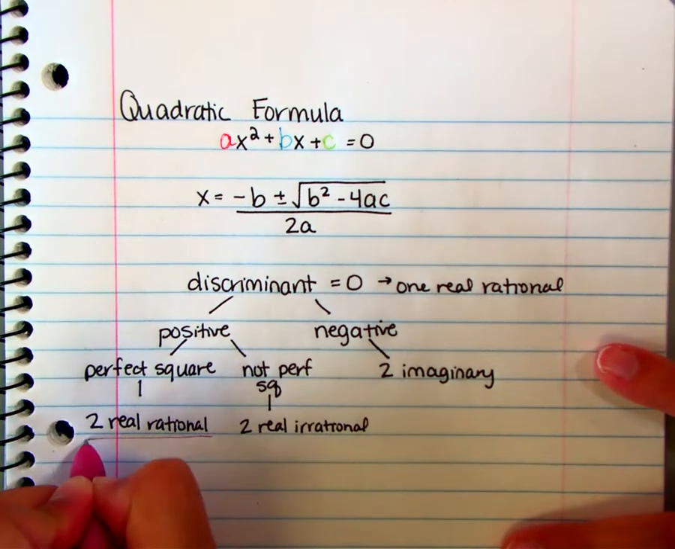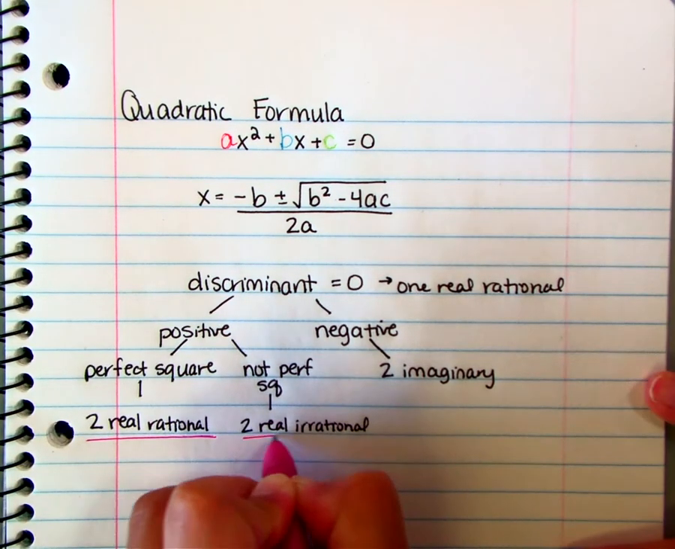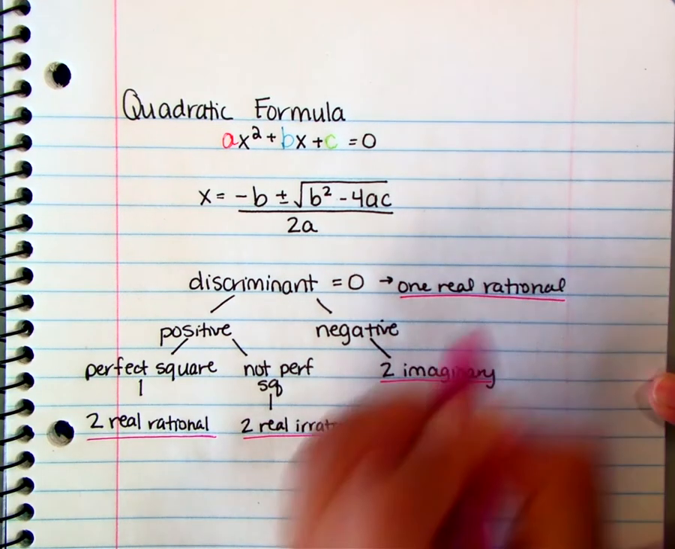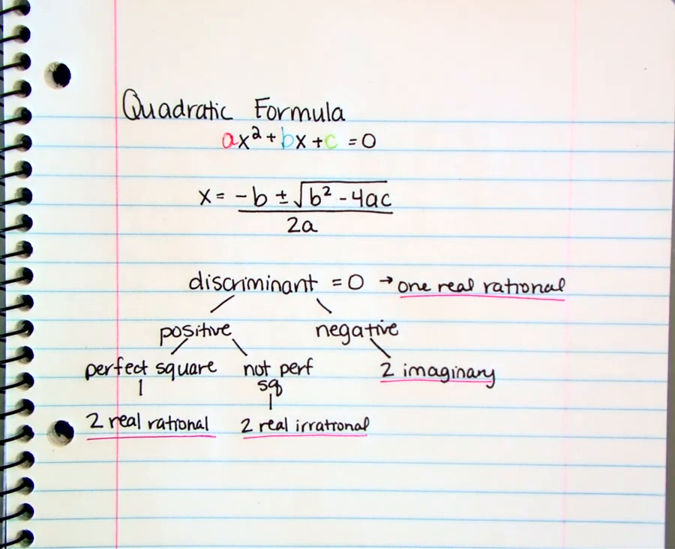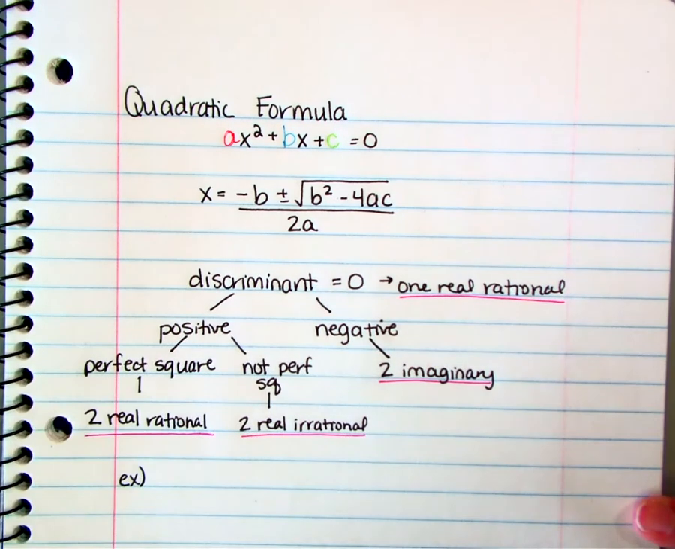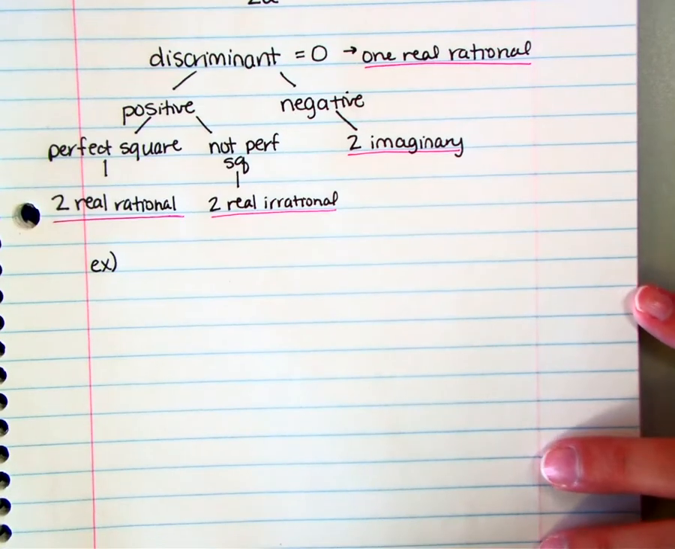You could have 2 real rational solutions. You could have 2 real irrational. You could have 2 imaginary, or just 1 rational, sorry. And so that'll come in handy. It's just a good way to check. And now we'll look at an example using that formula.